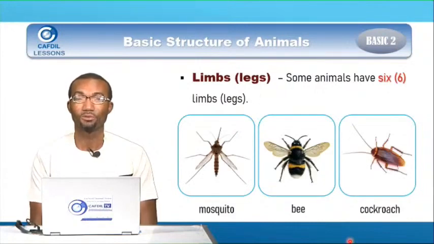We have some group of animals too with 6 legs. And they are called insects. So an insect like mosquito has 6 legs. A bee has 6 legs. Cockroach has 6 legs. So some animals have 6 legs. And examples are mosquito, a bee, and then the cockroach.